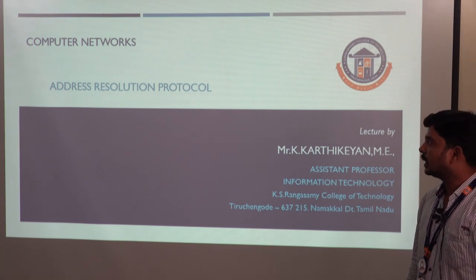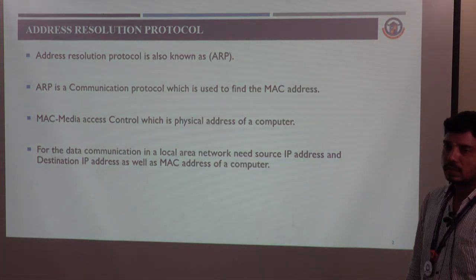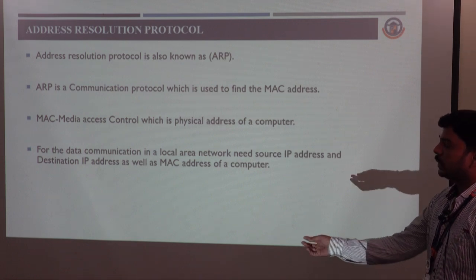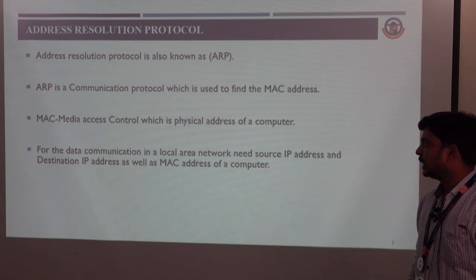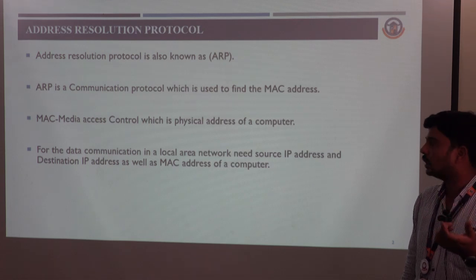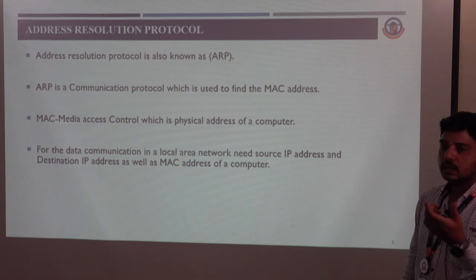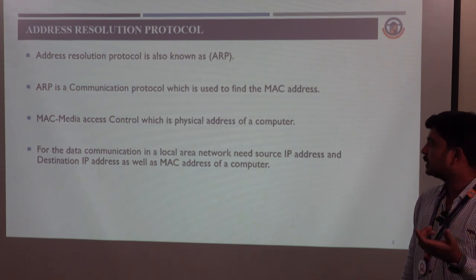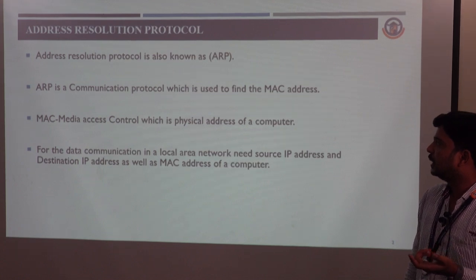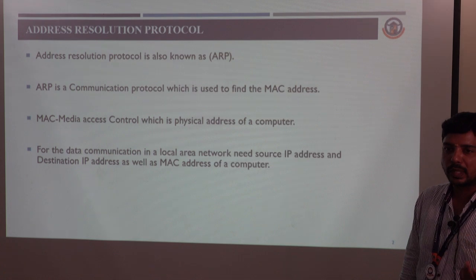Today I am going to discuss about address resolution protocol. Address resolution protocol, also known as ARP, is used to find out the MAC address with the help of the IP address. Here MAC stands for media access control, which is the physical address of a computer. A MAC address is a unique address present in every computer. Each and every computer has a separate physical address known as the MAC address, and ARP is a communication protocol used to find out the MAC address.